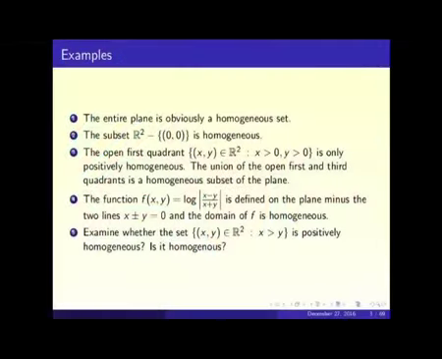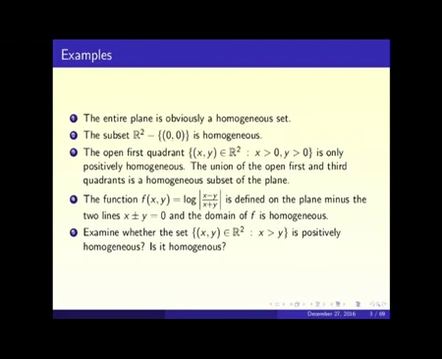Let us look at some examples of homogeneous domains and positively homogeneous domains. The entire plane is obviously a homogeneous domain. Take a point (x, y) in the plane, (tx, ty) is also in the plane. Next example is the plane with the origin removed. I remove the origin from the plane. So, the punctured plane. Is it a homogeneous domain?